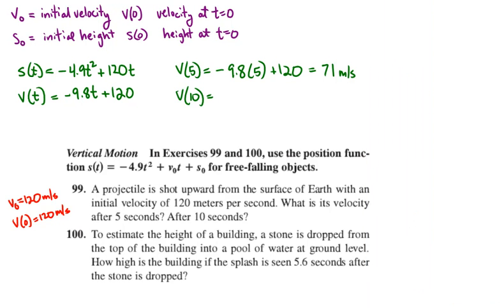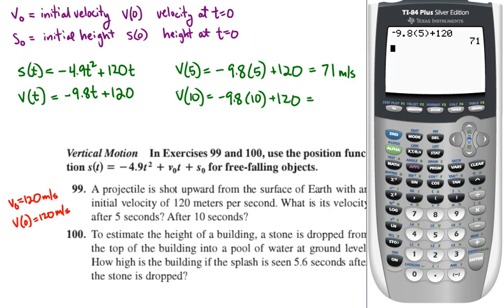After 10 seconds, v of 10 would be negative 9.8 times 10 plus 120. On the calculator, that's negative 98 plus 120, and we'll see that after 10 seconds it's still moving up, but the velocity is much slower at this point. So since the object is moving against the force of gravity that's drawing it down, it's starting to slow down. And we'll continue with problem 100 in the next video.